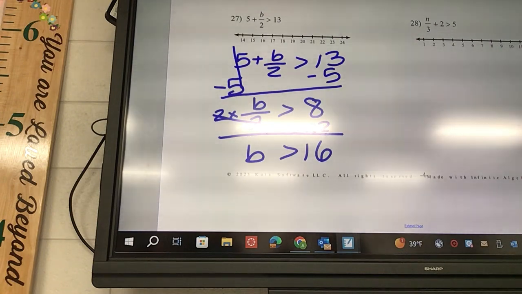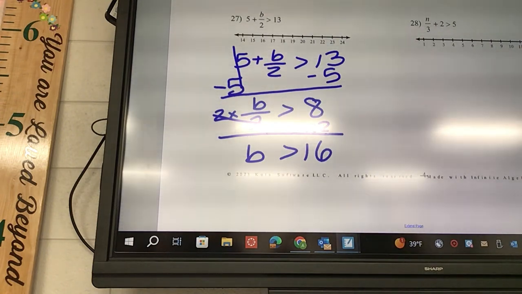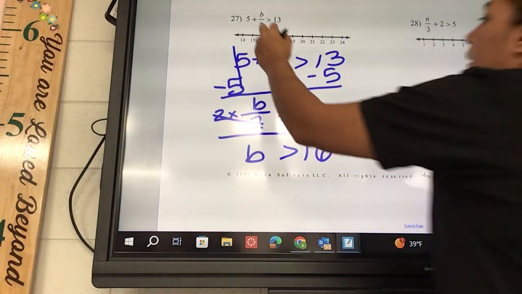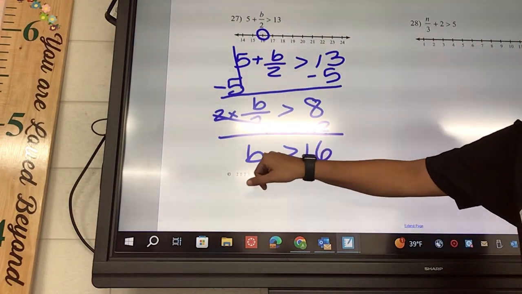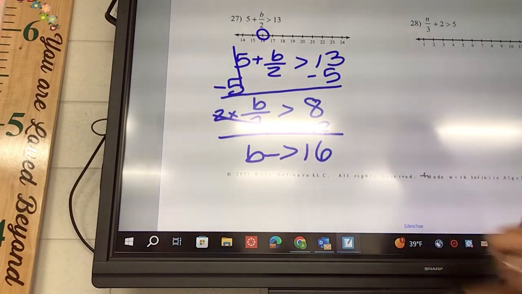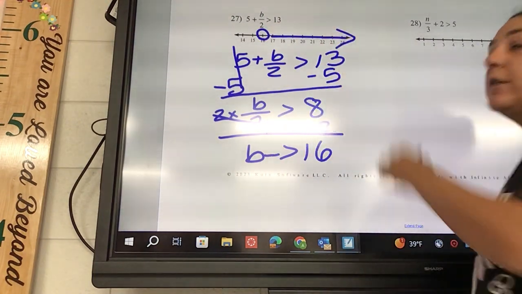on the 16, is that gonna be open or closed? Open. Okay, and then this says B is what? Bigger. Okay, so we're gonna go this way, yeah.